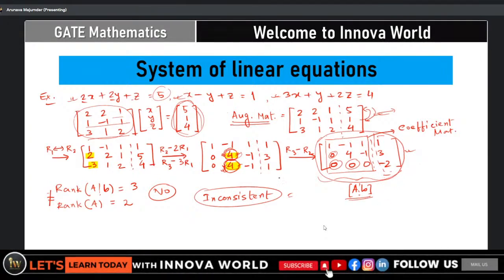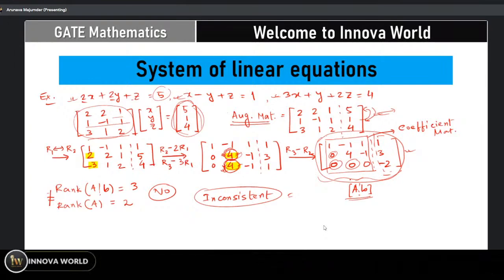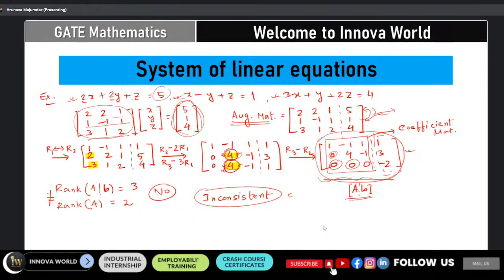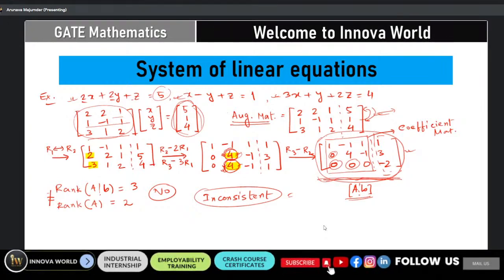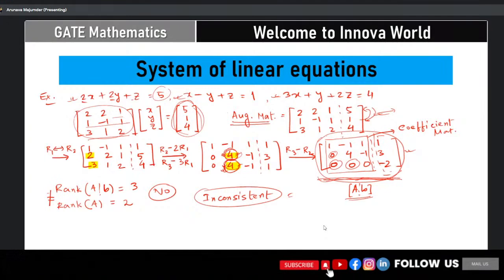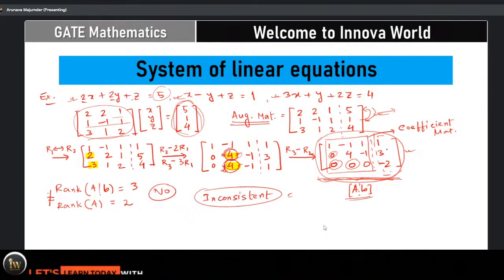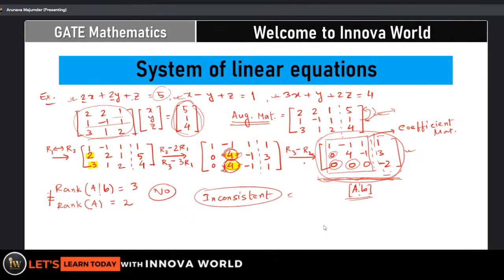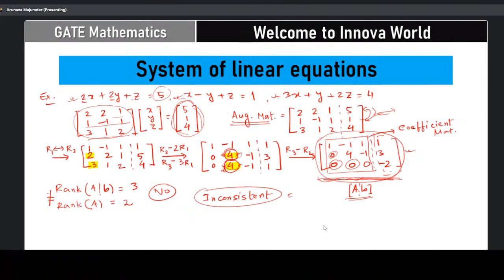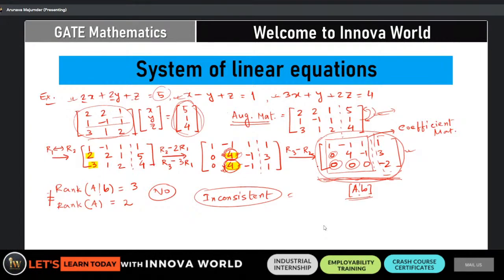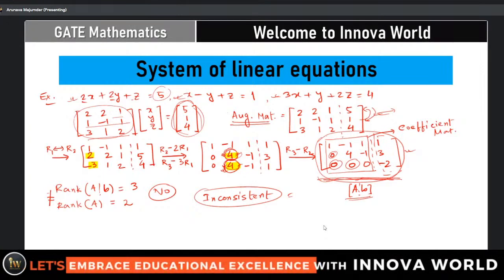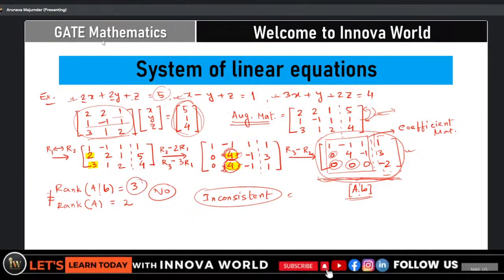In the final matrix we will find two different ranks. The first rank is the rank of the entire matrix, that is the AB matrix. So what is the rank of the entire matrix? Just count the number of non-zero rows. The first row 1 minus 1 1 1, non-zero row. The second row is 0 4 minus 1 3, this is also non-zero. The third row is 0 0 0 minus 2, this is also a non-zero row. So the rank of the entire matrix is 3.